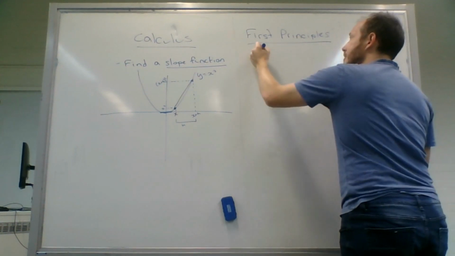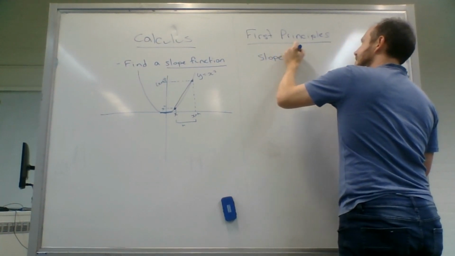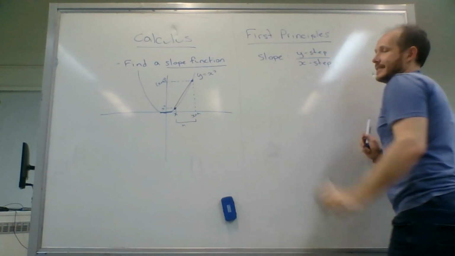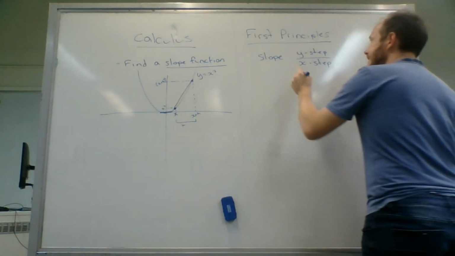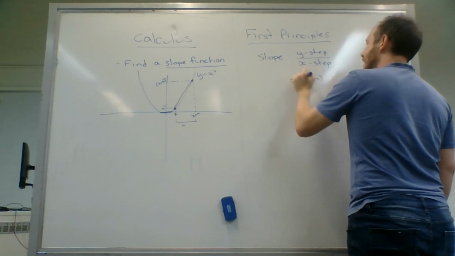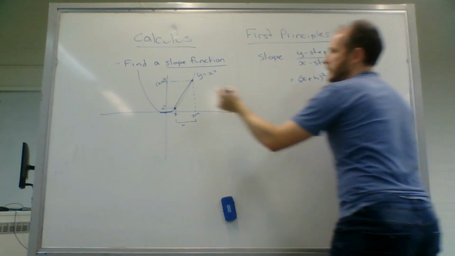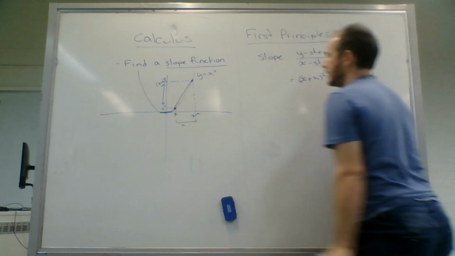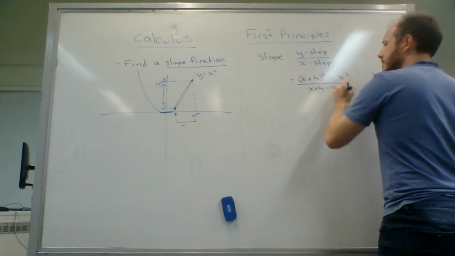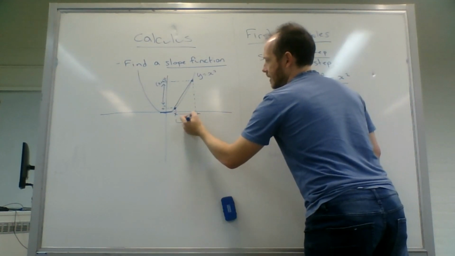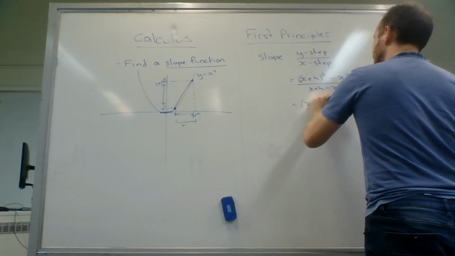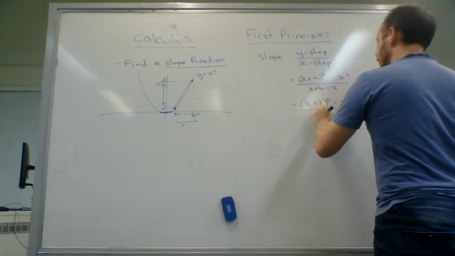Now we know that the slope is the y-step over the x-step. In our case, our y-step is the difference between x plus h squared and x squared. Here's our y-step here. And our x-step is x plus h minus x. Here's our x-step here. Now if we simplify this, we get x plus h squared minus x squared over h.